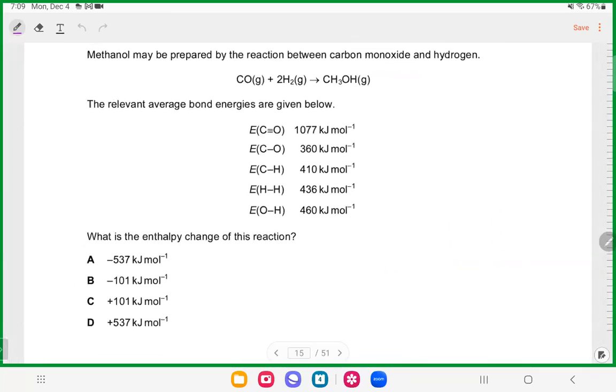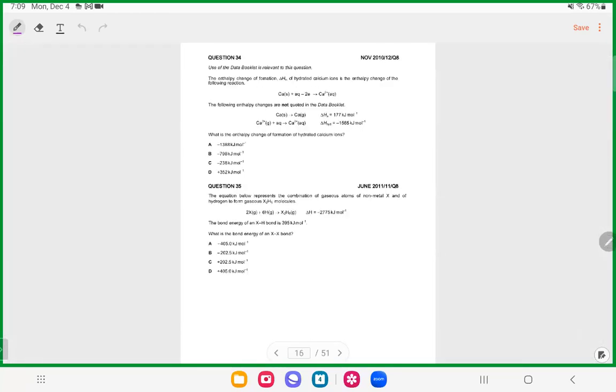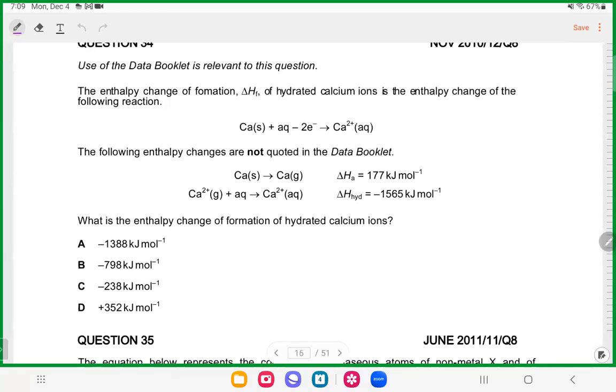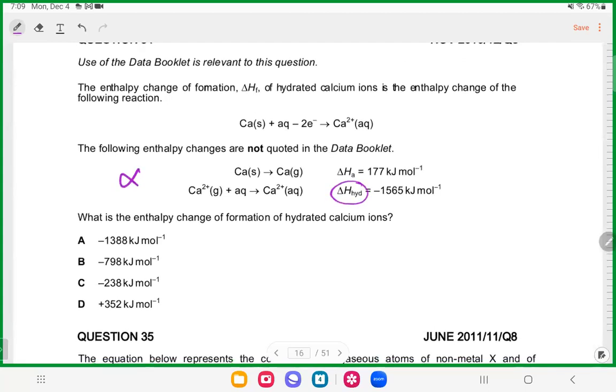This is a simple bond energy question, but you should know what is the bond. Yeah, and you can skip it for a while because this is related to hydration, which is not a part of our syllabus anymore.